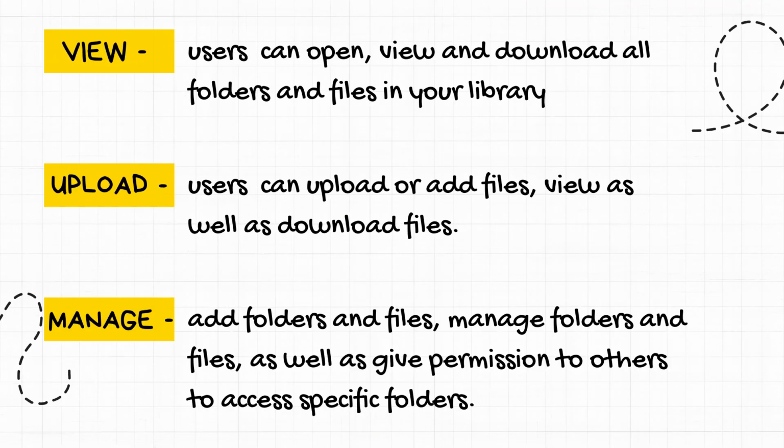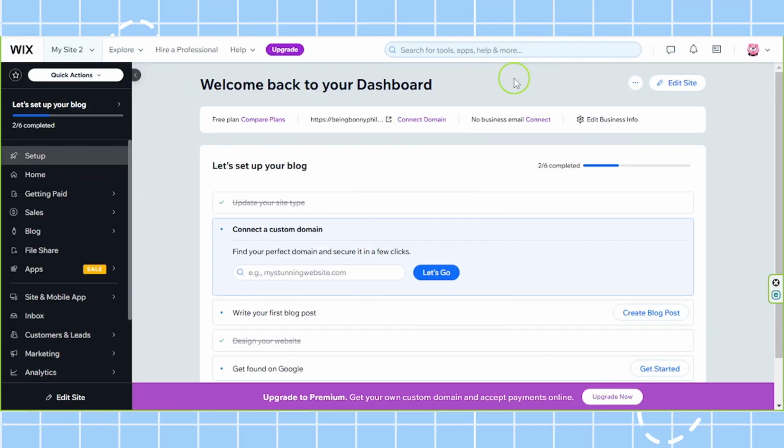So, View: this allows a permitted user to open, view, and download all folders and files in your library. Upload: this allows a permitted user to upload or add files, to view, as well as to download files. And finally, Manage: this allows a permitted user to add folders and files, manage folders and files, as well as to give permission to others to access specific folders. Now, with that out of the way, let's learn how to actually manage permissions.